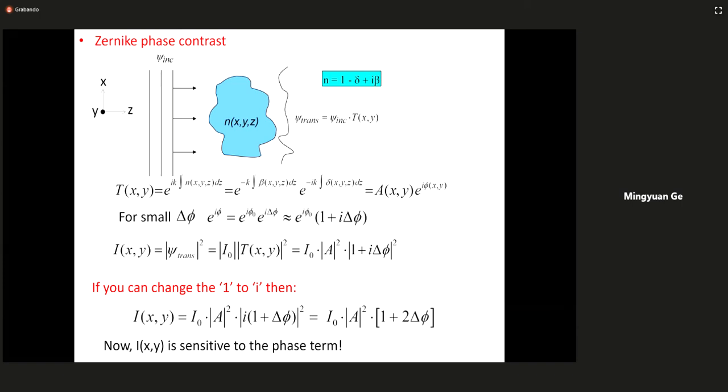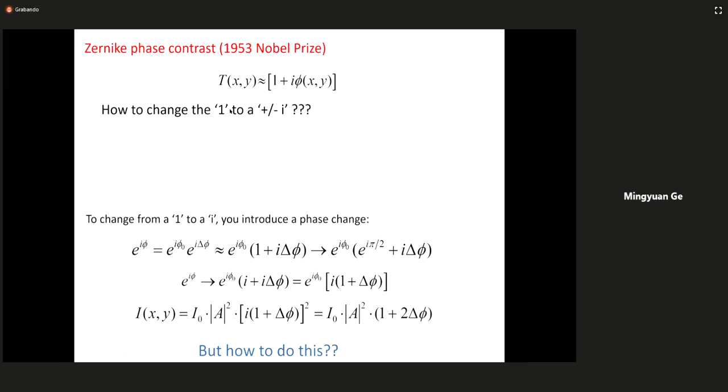So a very genius idea from Zernike, Fritz Zernike, is that if we can change the 1 to the i, then the formula becomes this one, and the modulation of this part becomes 1 plus 2 delta phi. So in this sense, the intensity we collect from the detector is now sensitive to the derivative of the phase. It's very similar to what we have in the previous one, imaging without a lens, right? But how do we change 1 to i? This idea actually won the Nobel Prize in physics in 1953.